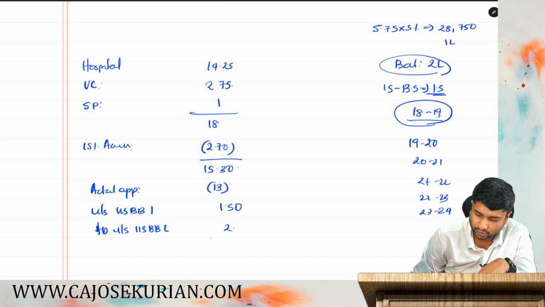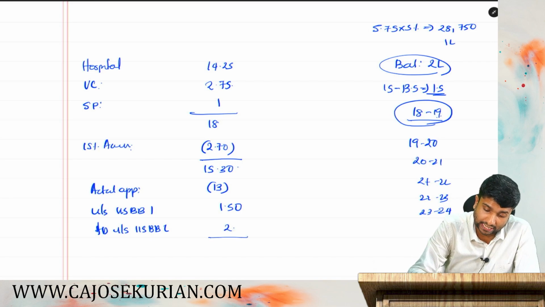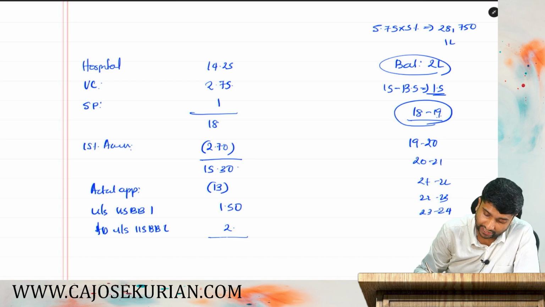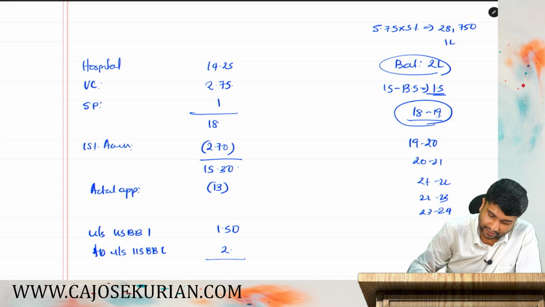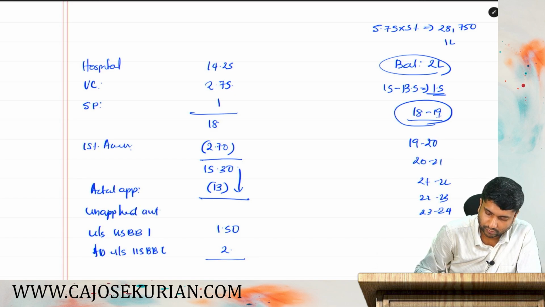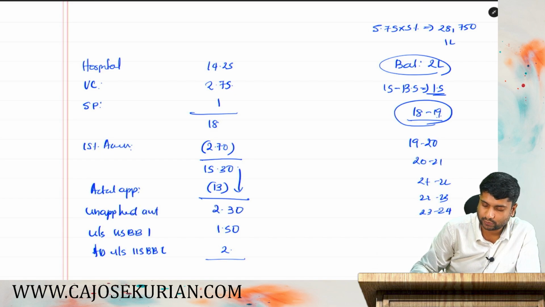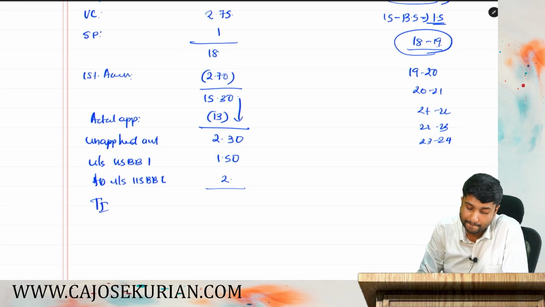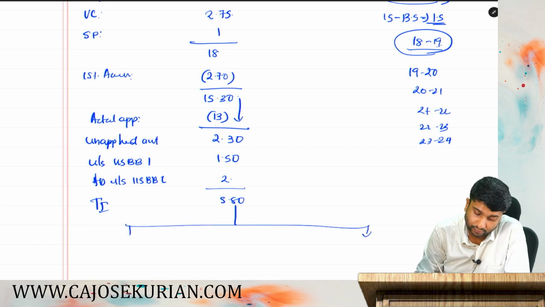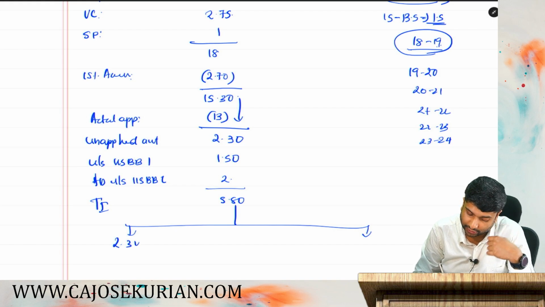How much is that? 2. So how much is the total income? One second. We haven't written the unapplied amount. Okay. So we will leave a gap over here. And how much is the unapplied amount? 15 minus 13. How much is the unapplied amount? It is 2.30 plus 1.5 plus 2. How much is the total income of the trust? 5.80. Now you have to divide this into 3. 2.30 to the slab, and nothing shall be taxable. Nil.